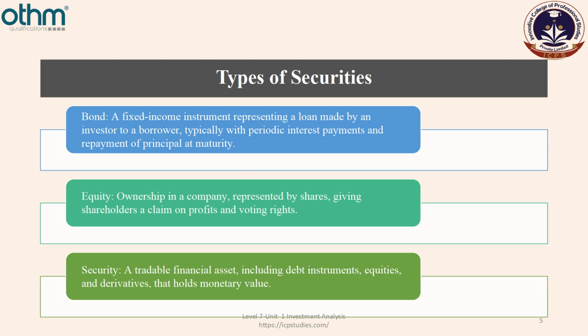First we have bond, which is a fixed income instrument, and it represents the loan made by the investor to a borrower, with periodic interest payments and repayment of principal at maturity. Then we have equity. It is basically ownership in the company, and it is represented by the share, which gives the shareholder a claim on profit and voting rights. Then we have security. It is basically a tradable financial asset which includes debt instruments, equities, and derivatives, and it holds monetary value.